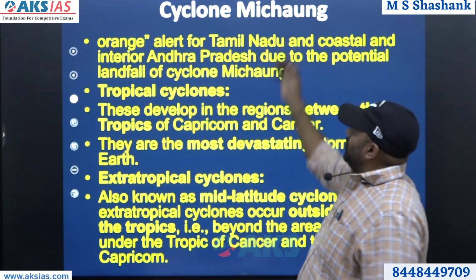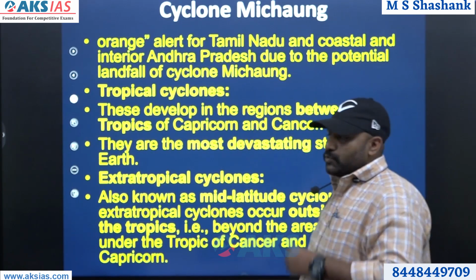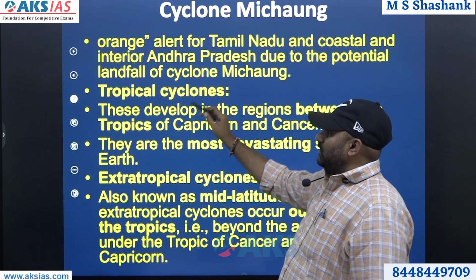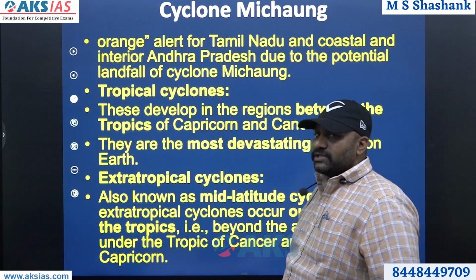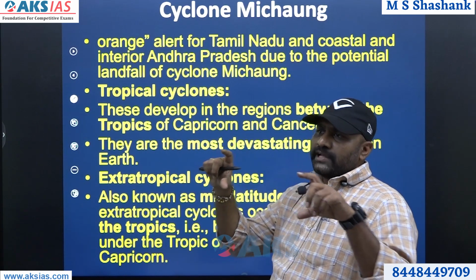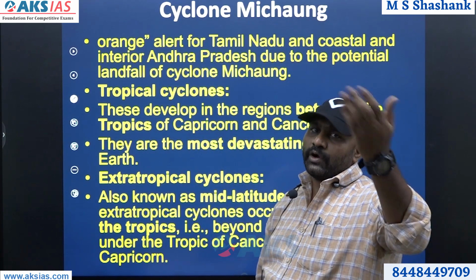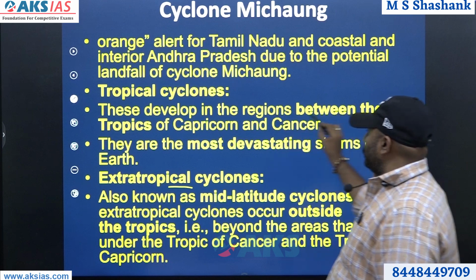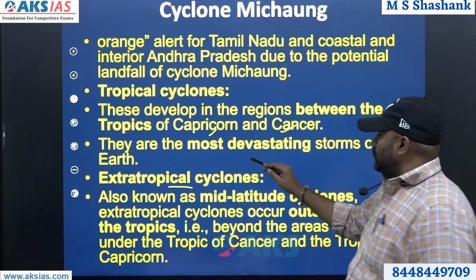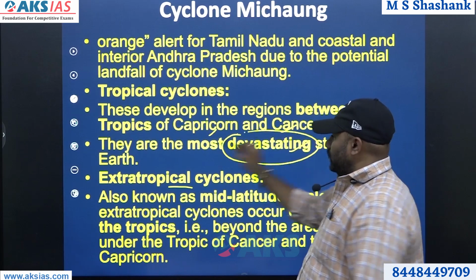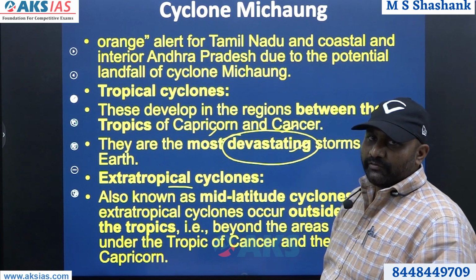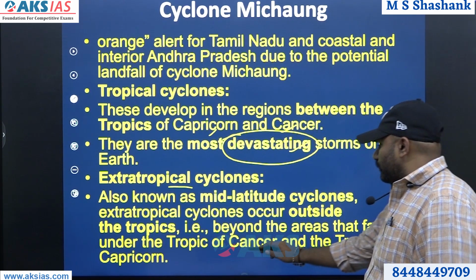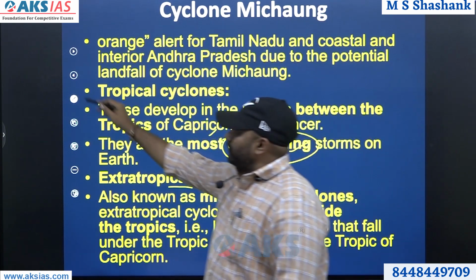Now what is this? Recently, the recent cyclone which is going on, which one? Orange alert has been given to these states. You have to know the different types of cyclones. One is tropical cyclones, which happen between Tropic of Cancer and Tropic of Capricorn. And if it is going beyond the tropics, it is called extra tropical cyclones. So they develop in the regions between Capricorn and Cancer, mostly devastating storms, very important. Devastating effect will be there because of these tropical cyclones. Extra tropical, not so much. Beyond the areas of Tropic of Cancer and Capricorn. That is what you have to understand.